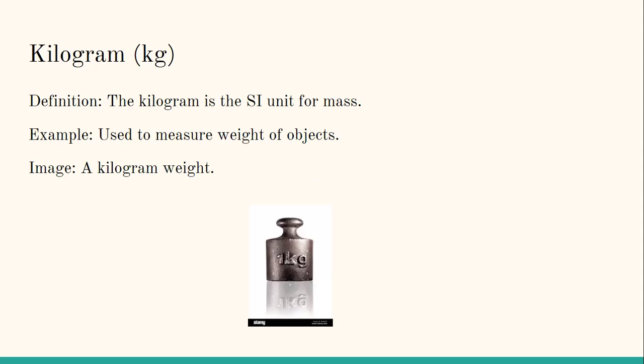Miss Tabitha, are you there? Yes, I am. Please, can you explain for us the kilogram? Kilogram is the SI unit for mass. It can be used to measure the weight of objects. There we have an image of a weighing kilogram. I guess everyone can view it. Yes, you can see it. Thank you for that. As Ms. Tabitha has said, the SI unit for mass is the kilogram, and the image below is a kilogram weight.